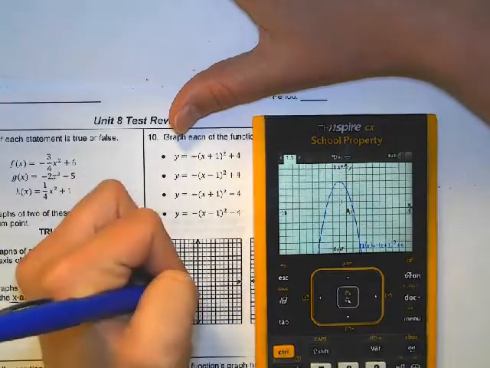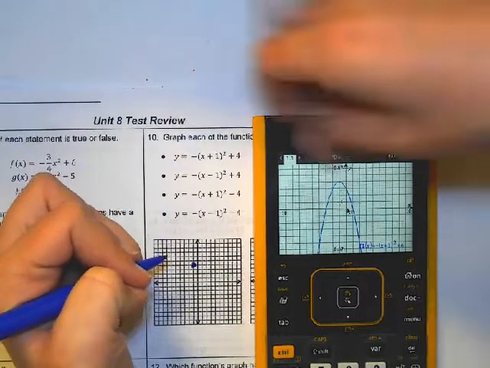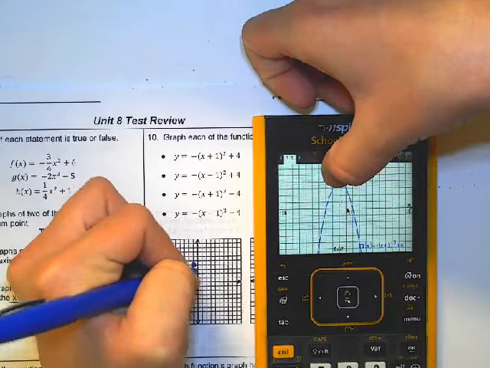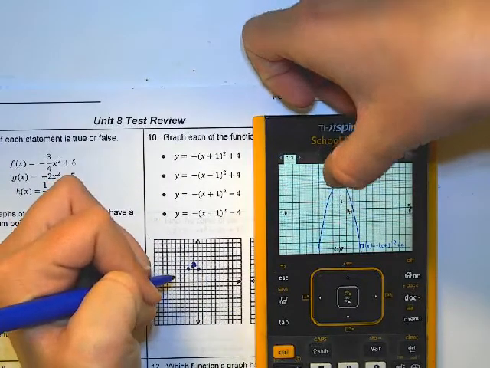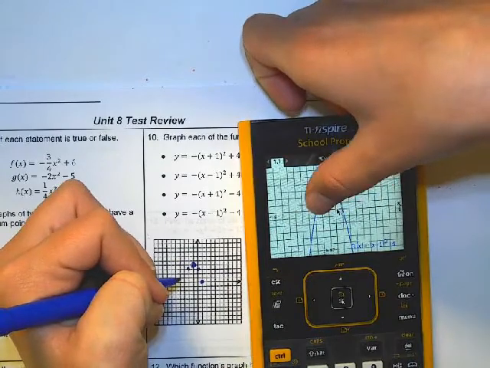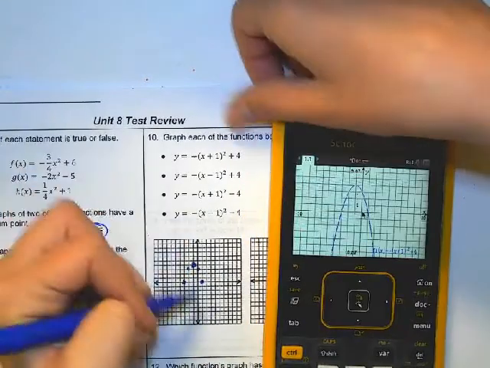So negative 1, 1, 2, 3, 4. Okay, I can see that there's another dot right here next to it, and a dot here. I have an x-intercept at 1 and an x-intercept at negative 3. Okay, so there's my first u.